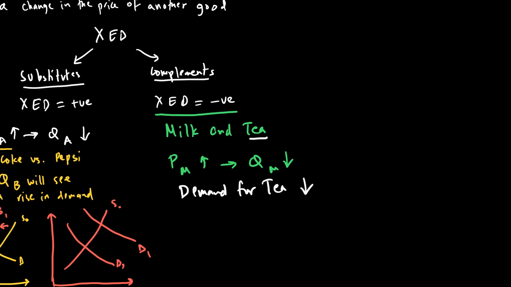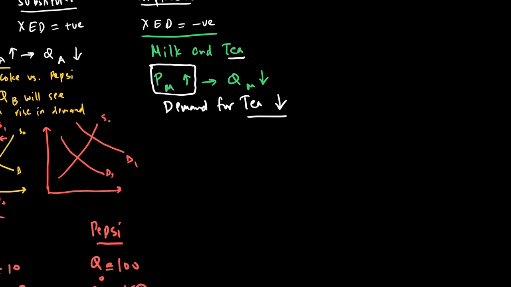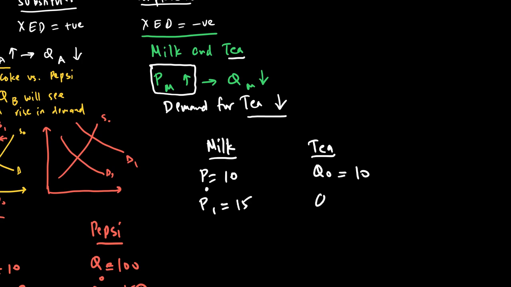So in a way, we're looking at a negative relationship because price is going up for milk and demand for tea is going down. So how do I show that in terms of numbers? So let's write milk as the good where price is changing, and this is tea where demand is changing. So let's say price was 10 and now becomes 15, and quantity, let's say, was 10 and now becomes 8. So quantity is falling when the price is increasing for milk.